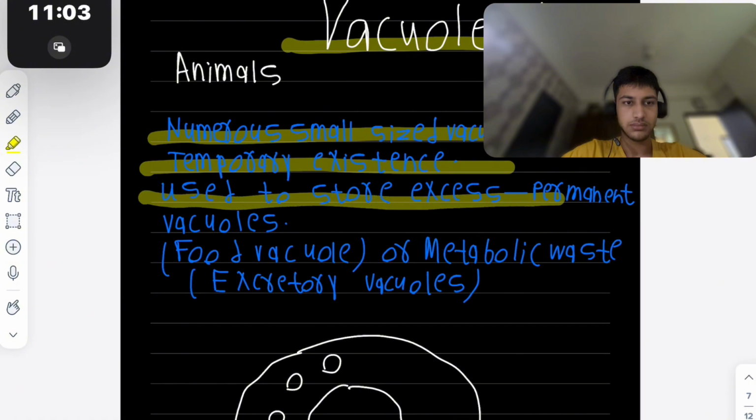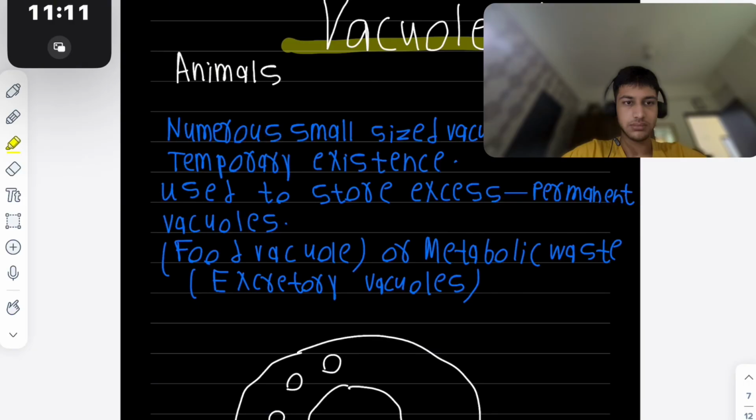They are used to store excess food, called food vacuoles, or metabolic waste, called excretory vacuoles. I think I have mistakenly written some wrong stuff over here.